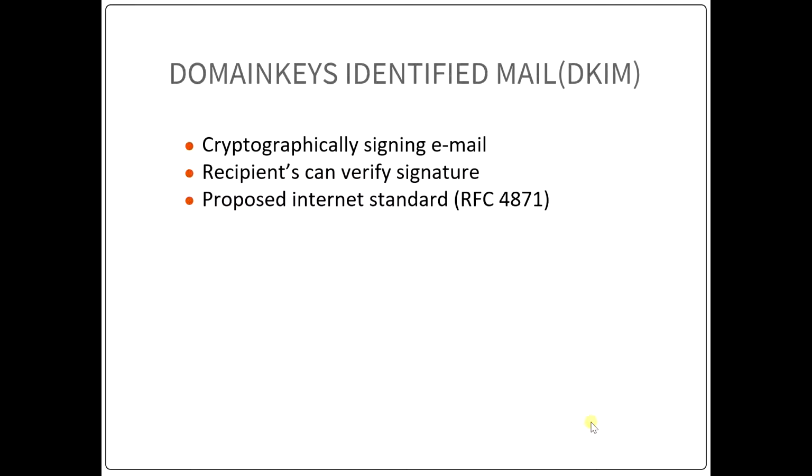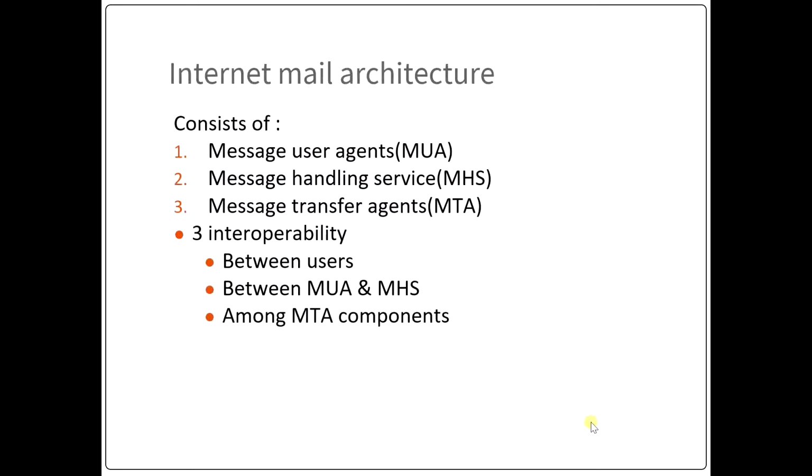Now this DKIM is a proposed internet standard, RFC 4871, and it has been widely adopted by a range of email providers, including corporations, government agencies, Gmail, Yahoo, and many internet service providers. So let us look into the internet mail architecture.